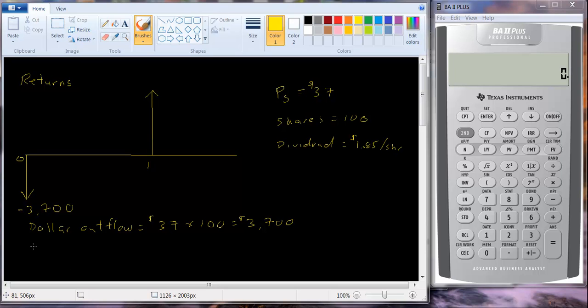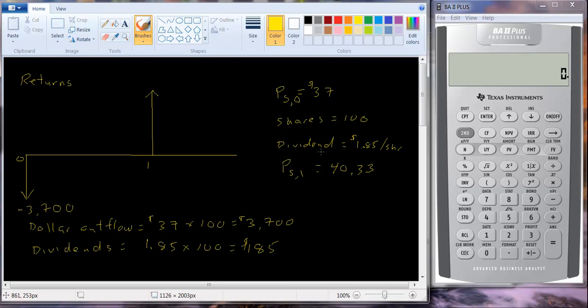So your dividends are going to be equal to the $1.85 times the 100 shares, or you're going to get $185 in dividends. All right, let's also assume that the price of the stock in year one, with the initial price being PS0, is $40.33.